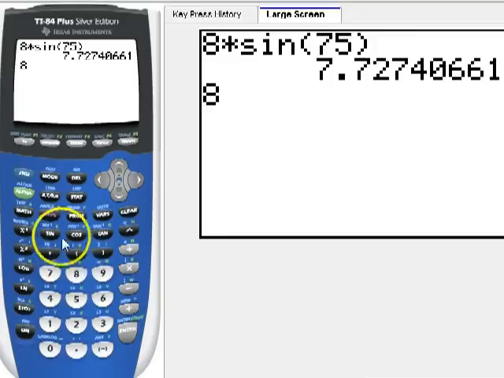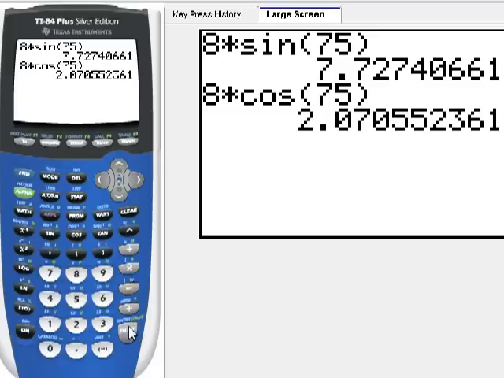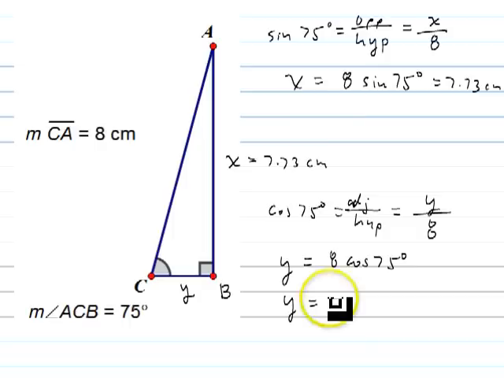8 times cosine 75 becomes 2.07 approximately centimeters.